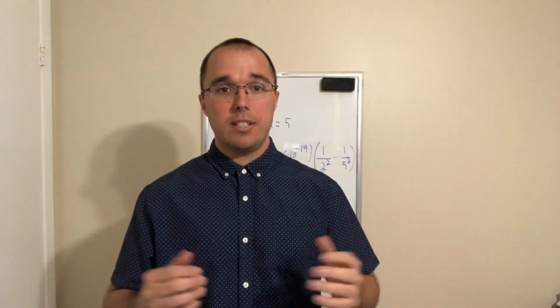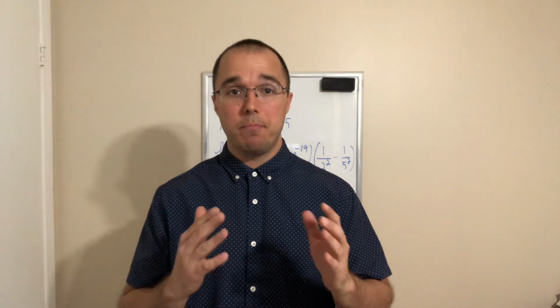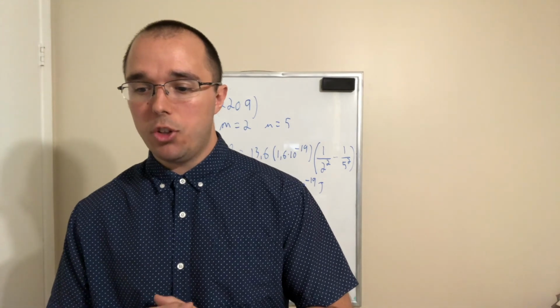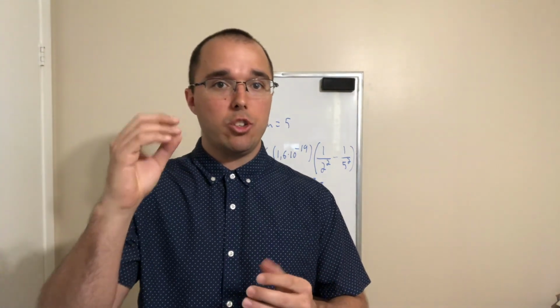Hi everyone, this is the second example of chapter 9.4. It is question 209. Let's read the question. Question 209: Determine the wavelength of the third Balmer's line. So it's a transition from the fifth level to the second level.